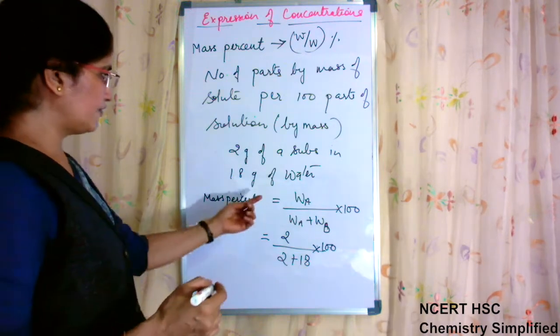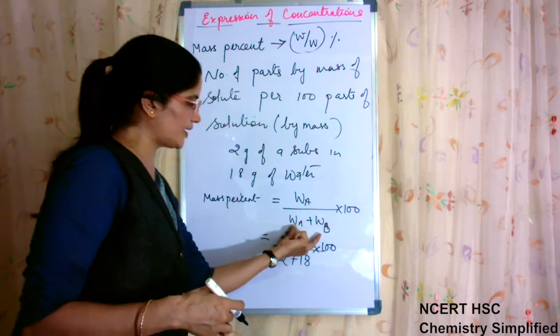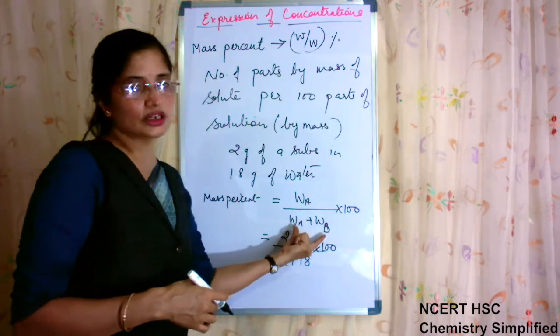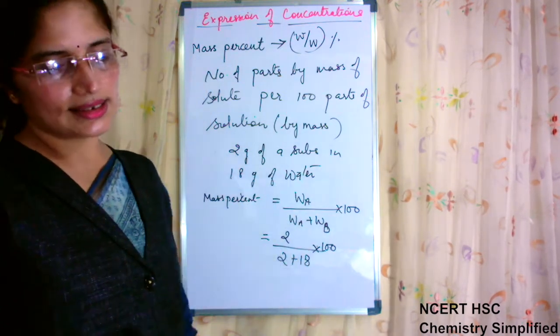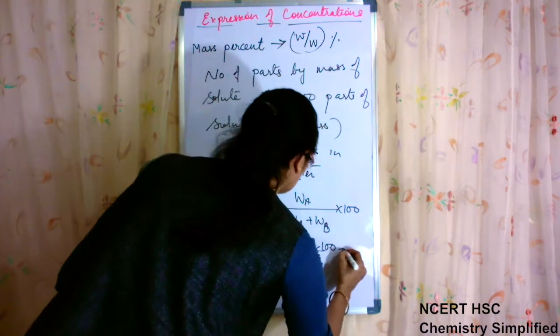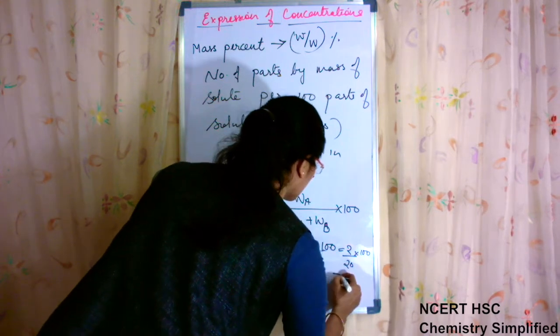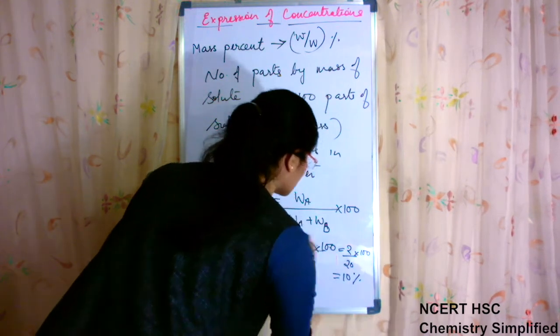Clear? Then the weight of one component, may be solute, may be solvent, divided by the total mass of the solution we have to consider. Clear? So how will it come? 2 upon 20 into 100, that is equal to 10%.